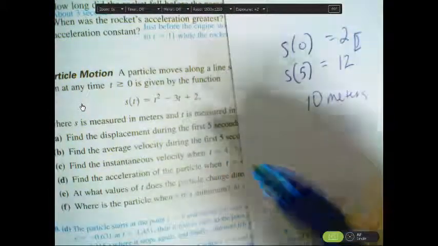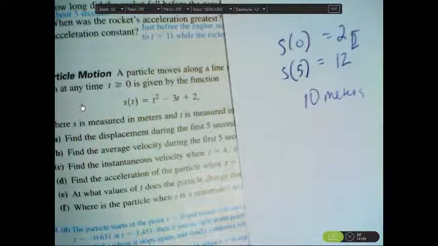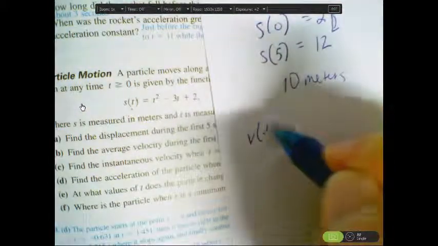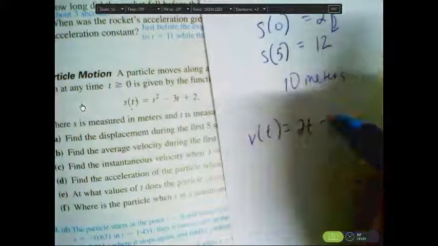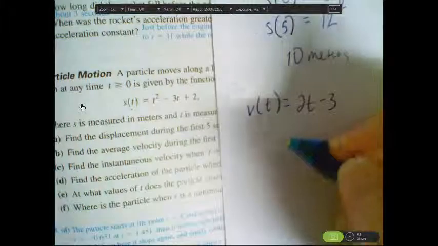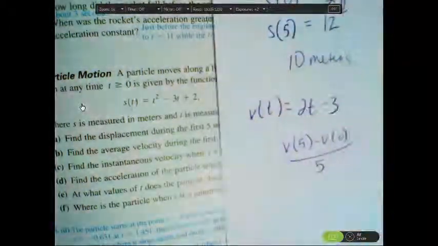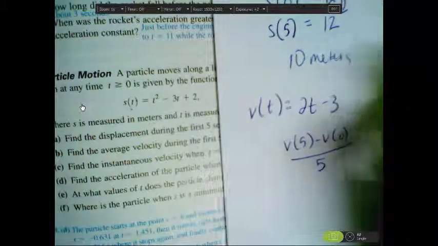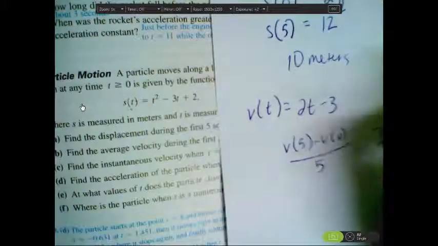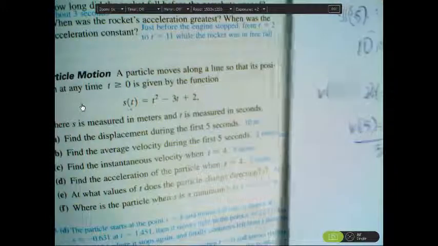Find the average velocity. Well, we've learned so far that average means slope, and velocity is the derivative of the position function. So the velocity is 2t minus 3, and the average velocity for the first 5 seconds means v of 5 minus v of 0 all over 5. So plug in 5, you get 7. Plug in 0, you get minus negative 3, which is plus 3, all over 5. And the answer is 2 meters per second.